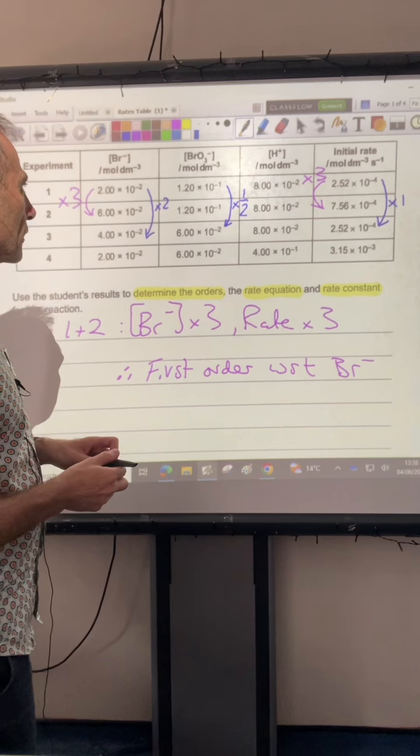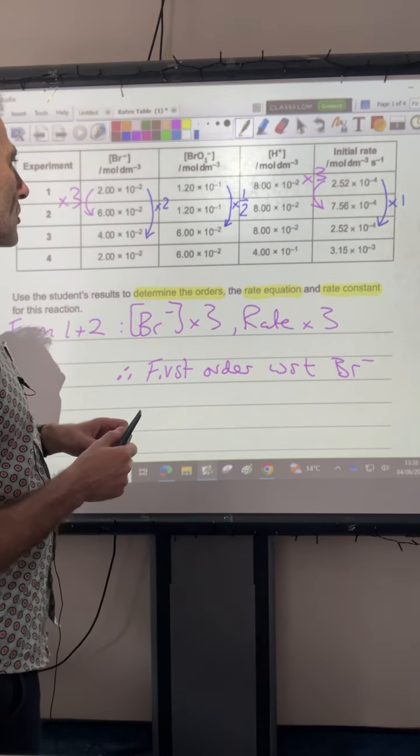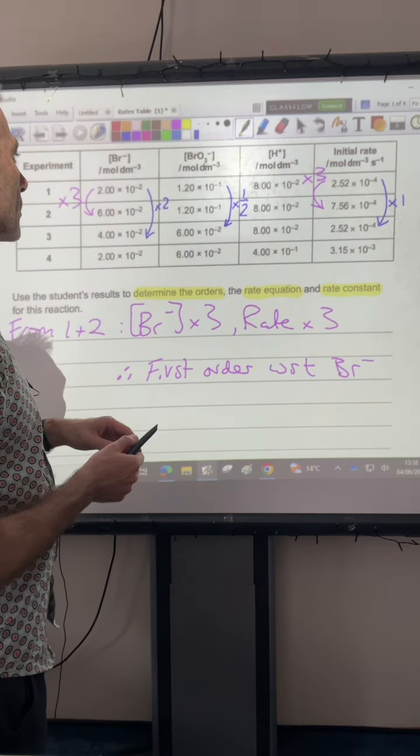A little bit trickier for the next two. So we're going to look at the order with respect to BrO3 minus now. So you can see in blue there I've used 1 and 3. I'll write all this up at the bottom like I have done there. I just want to explain this. So you can see in 1 and 3, H plus concentration hasn't changed, so it's a good pair of experiments to use. We know the order with respect to Br minus. We've just established that it's first order, so we can factor that in.